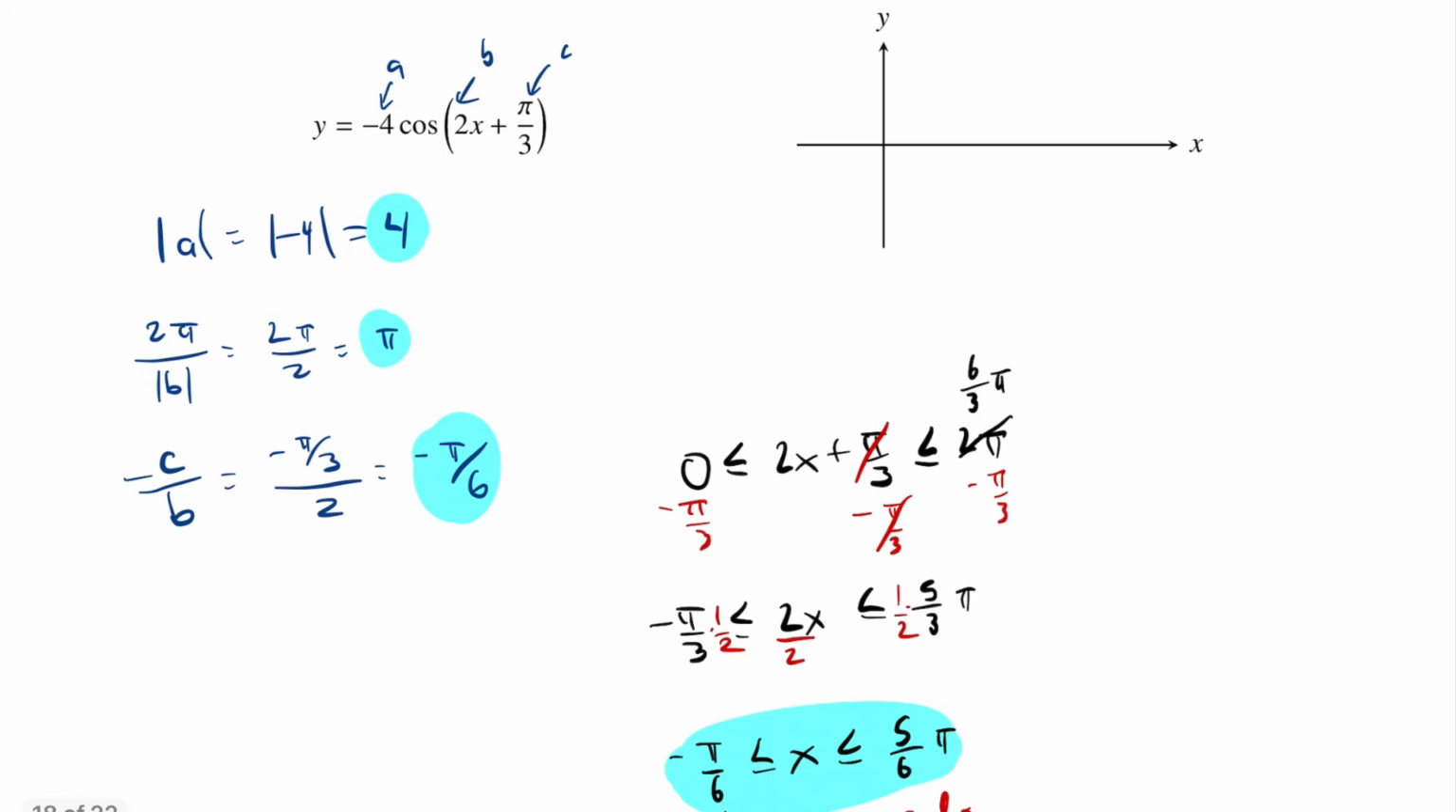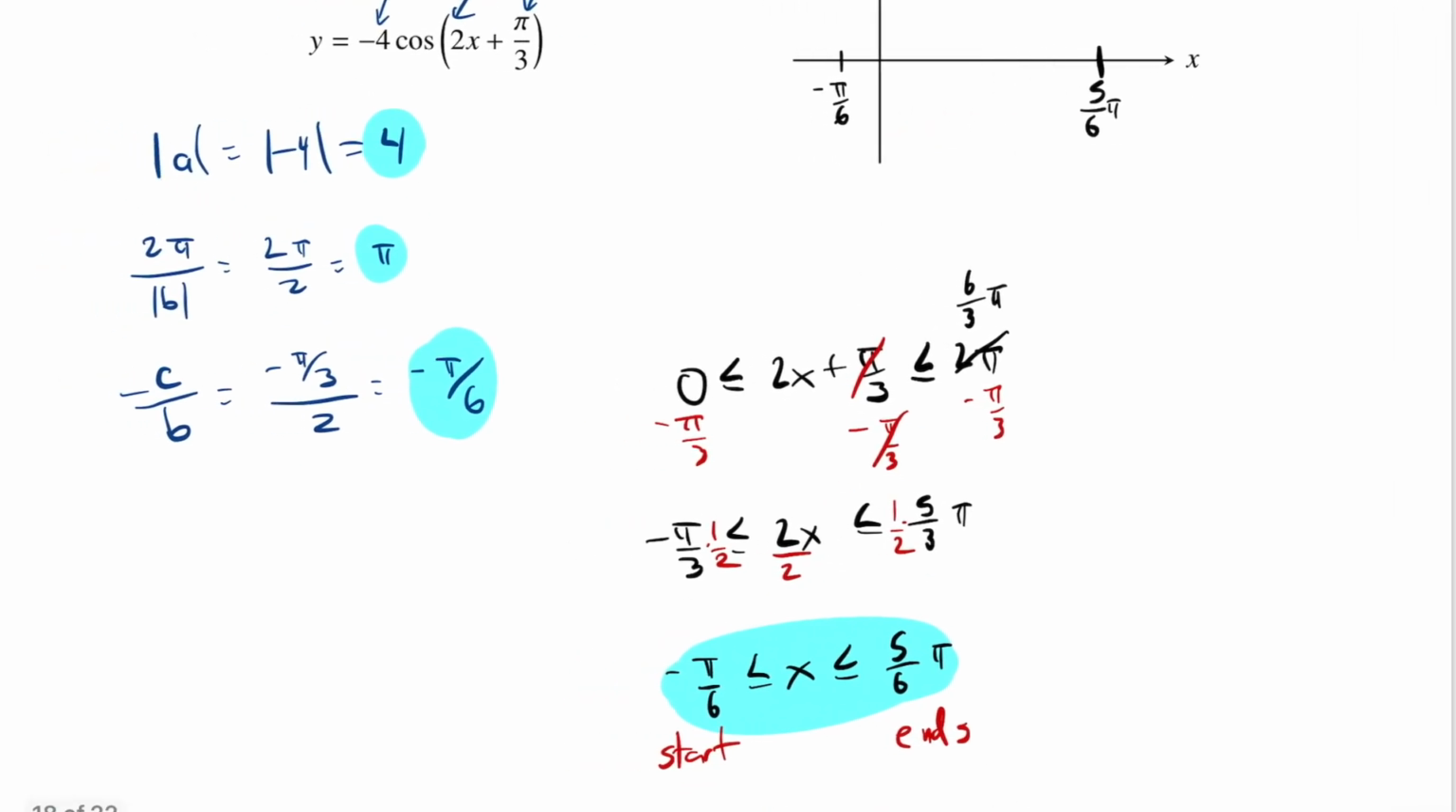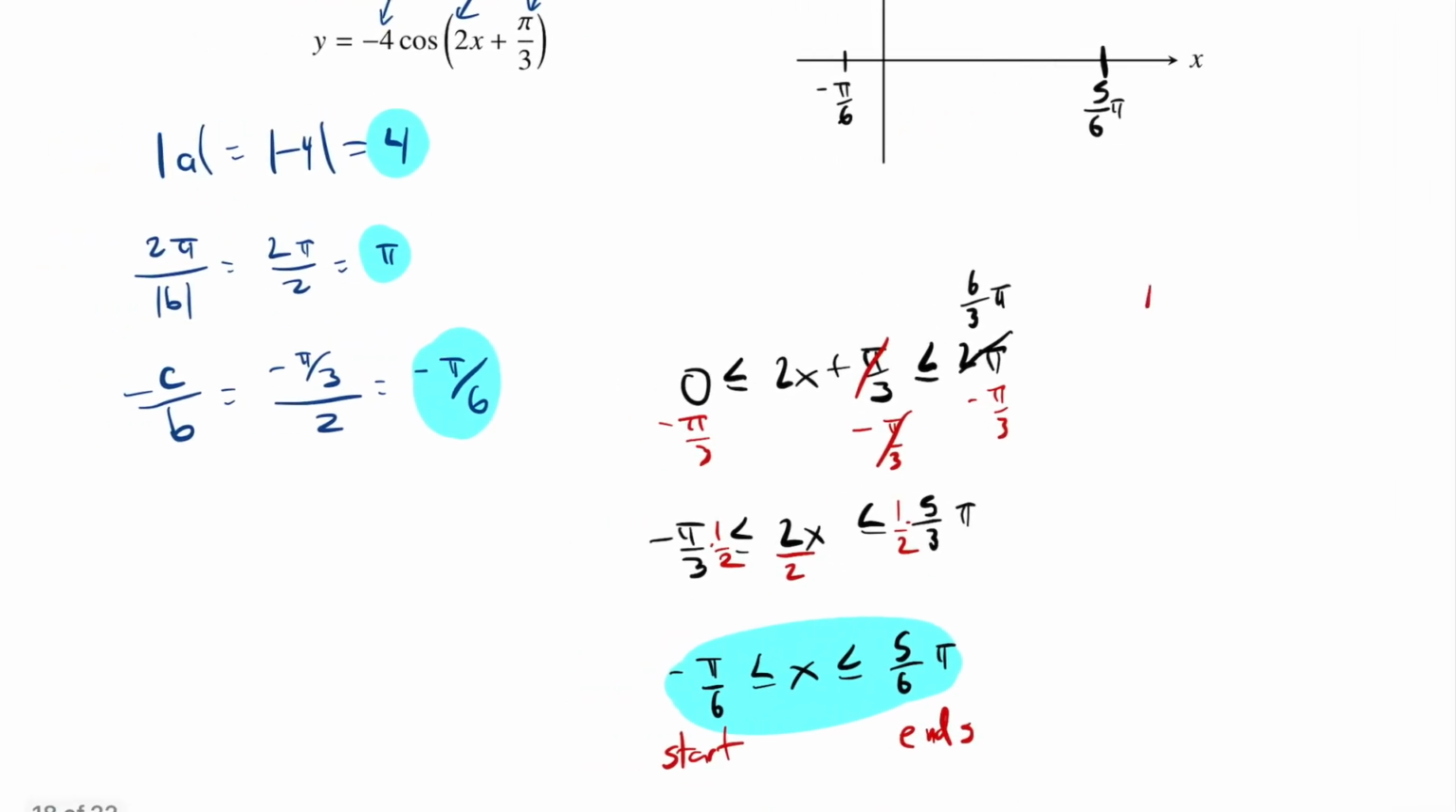And once again, we need to find 1, 2, 3 midpoints. So the first midpoint, add negative pi over 6 plus 5/6 pi. You get 4/6 pi times a half. You get 2/6, which is 1/3 pi.